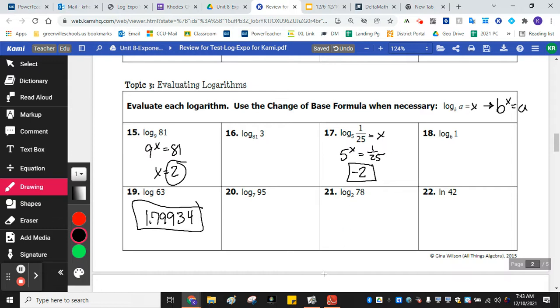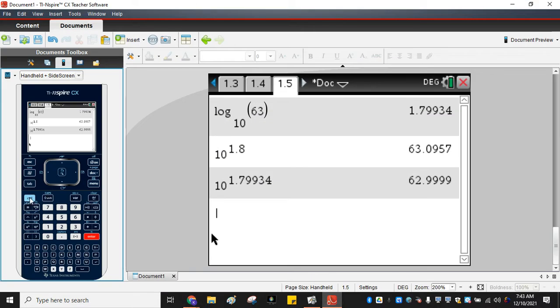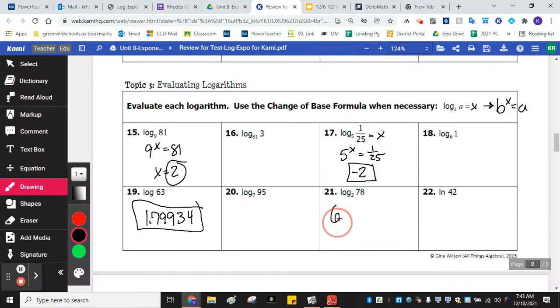Log base 7 of 28. Log base 2 of 78. 2 raised to that number gives me 78. I'm going to write the whole thing. 62854. Okay.